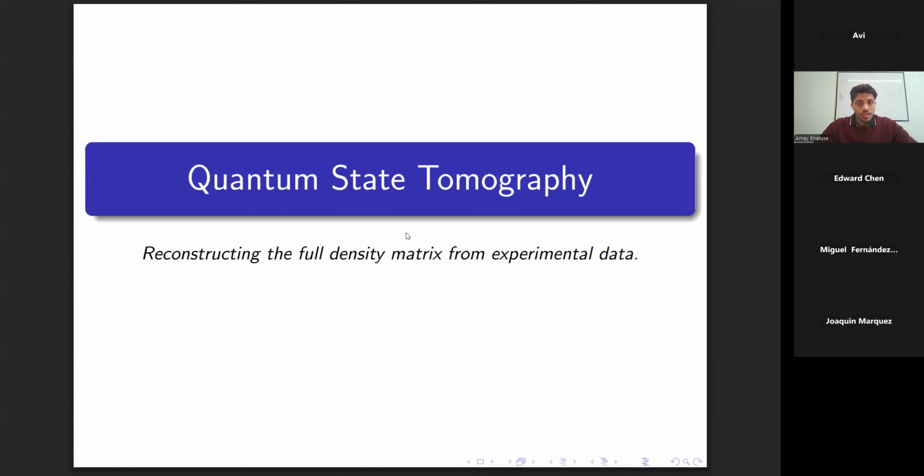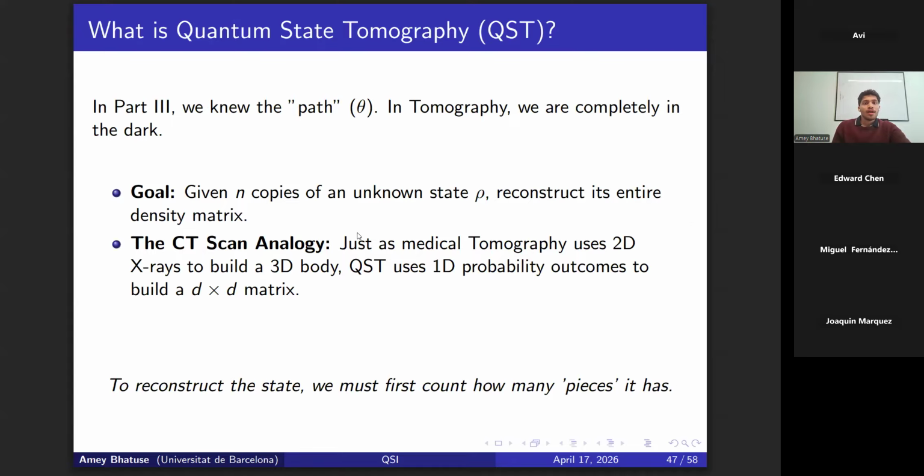Okay, with this we are at the last section of our presentation. It's called quantum state tomography. So in part 3, we checked how we can get the parameter that created the state. But what if every element in your density matrix was a parameter? This is the question that we're trying to answer. Given n copies of an unknown state, we want to reconstruct the entire density matrix. And to do that, we use something called tomography.